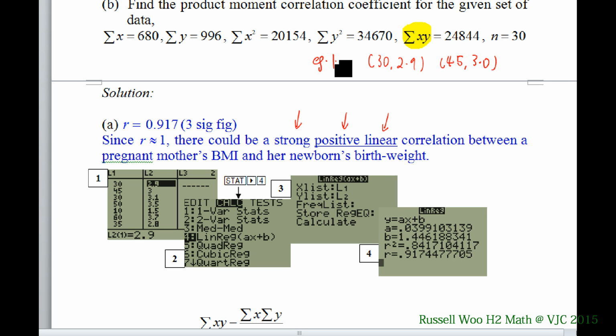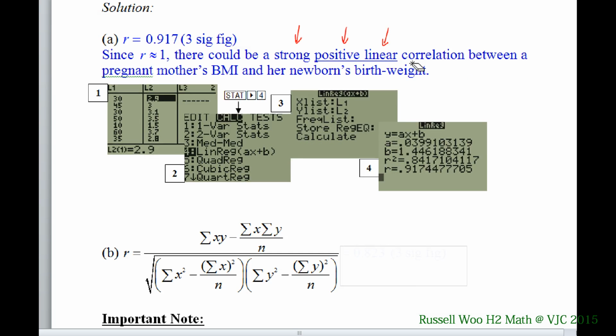Summation xy essentially means that you take x1 times y1, multiply together, you get one value. x2 times y2, another value, then you sum all of them up. That's all, basically. They give you the summarized data. How are you going to make use of this summarized data to calculate the product moment correlation coefficient? Just use the formula. Here, just substitute. Quite brainless actually.